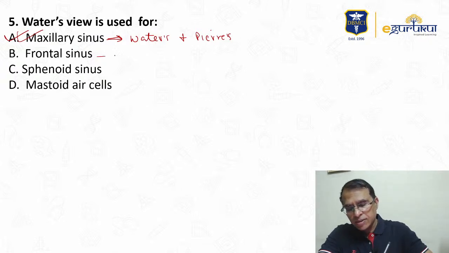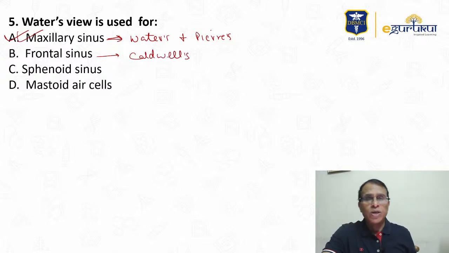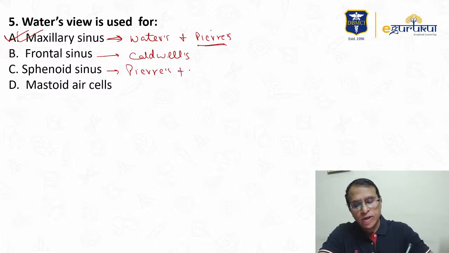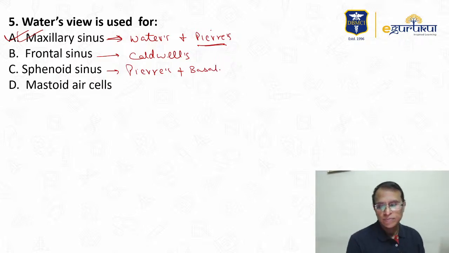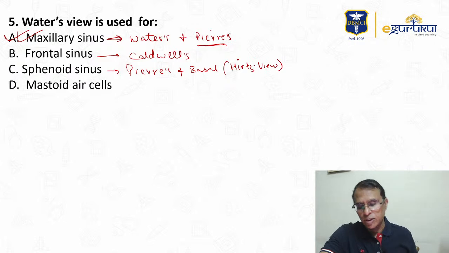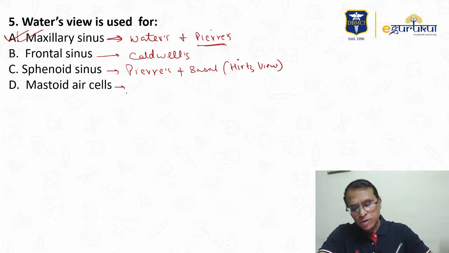For frontal sinus, we do Caldwell's view. This was also asked last to last year. For sphenoid sinus, you can do Peerage view, and you can do basal view. Basal view is sometimes called Hitz view. And for mastoid, you have Schuller's view and Towne's view.